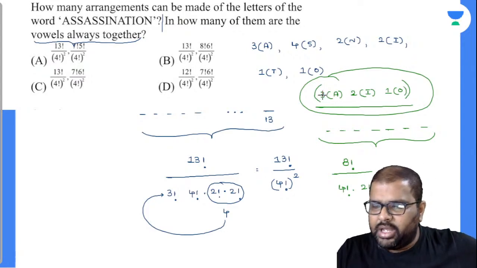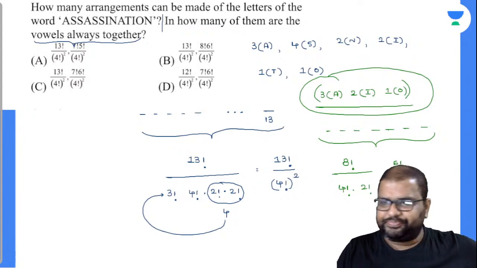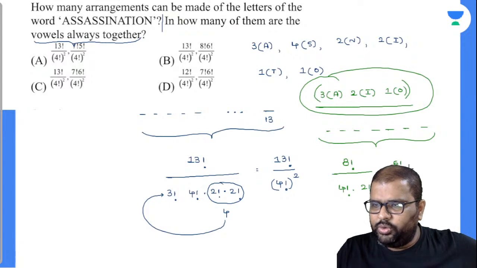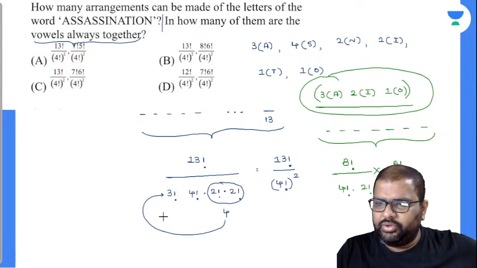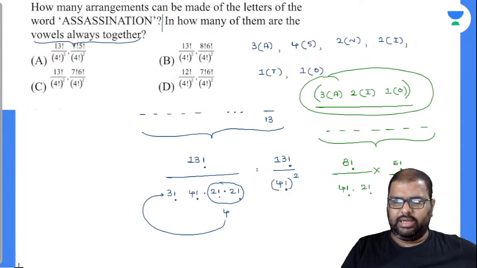Let us arrange this. How many alphabets are there? 6 alphabets are there. 6 alphabets can be arranged in 6 factorial ways, divided by any duplicities in this block? Yes, 3 A's and 2 I's. Now all this is entirely one word only. You have to use the m into n rule and multiply this.